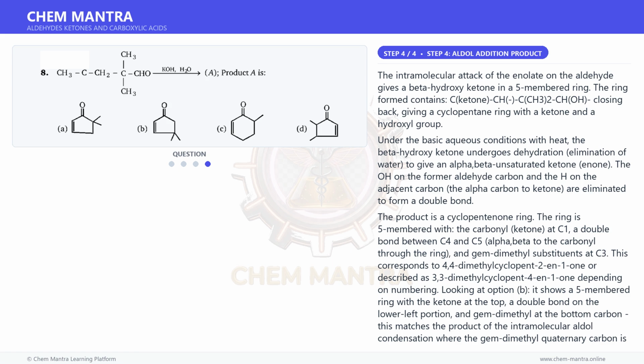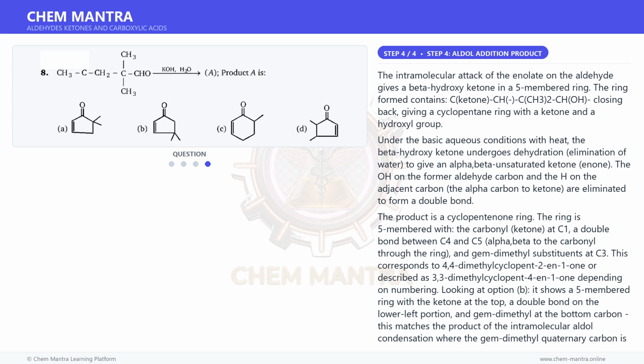The ring is 5-membered with the carbonyl, ketone, at C1, a double bond between C4 and C5, alpha, beta to the carbonyl through the ring, and gem-dimethyl substituents at C3. This corresponds to 4,4-dimethylcyclopent-2-en-1-one, or described as 3,3-dimethylcyclopent-4-en-1-one depending on numbering.